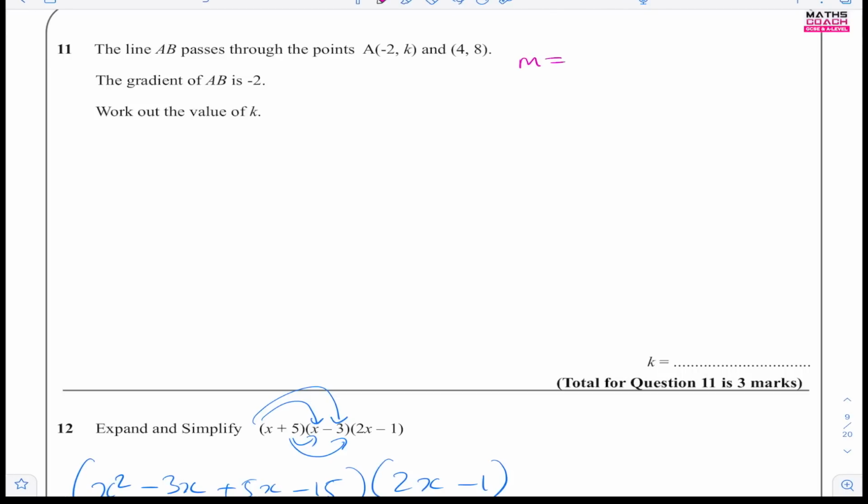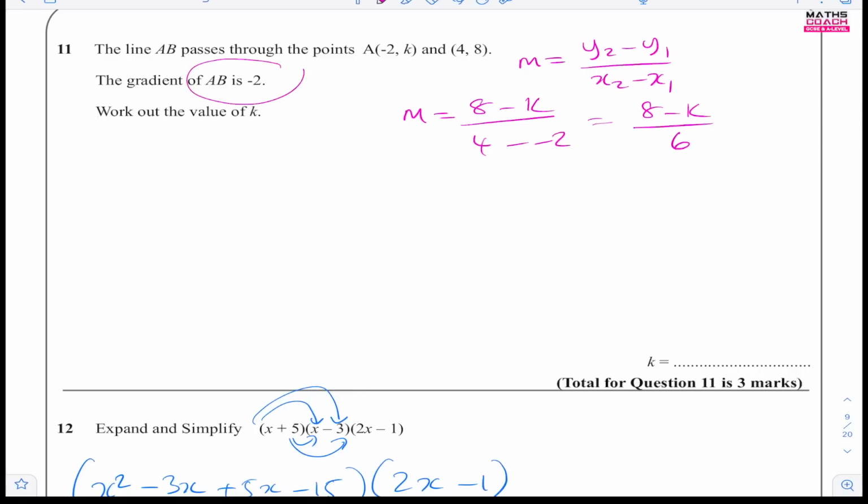And the formula for gradient is y2 minus y1 divided by x2 minus x1. Simply the two y coordinates taken away from each other and the x coordinates taken away from each other. So what does that give me? That gives me 8 minus k over 4 minus minus 2, which is 8 minus k over 6.